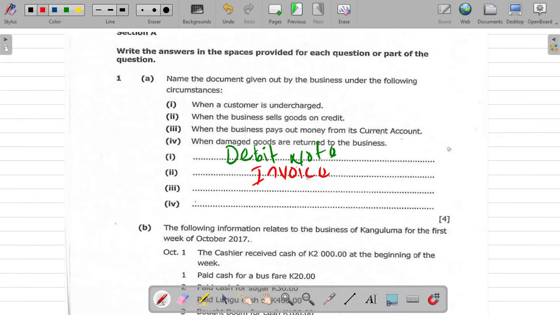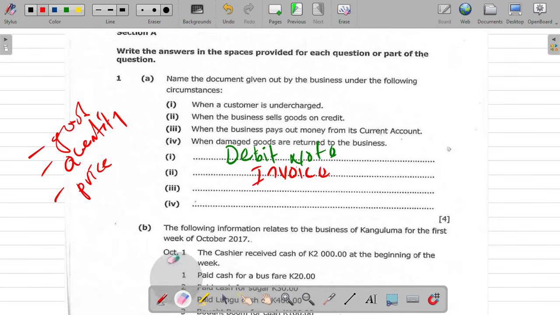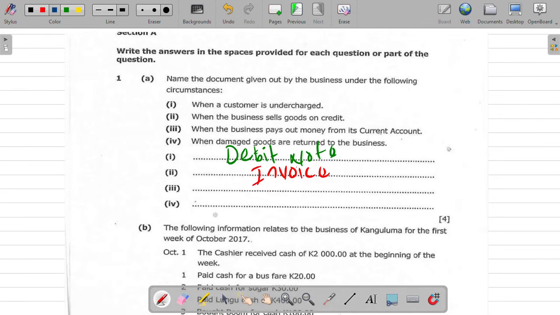All right, and this document, what will it show? It will show the goods sold. It will show the quantity. It will show the price. So this is an invoice. That's the document you send to a customer when you sell them goods on credit. Okay, we continue. When the business pays out money from its current account, what document are you issuing?